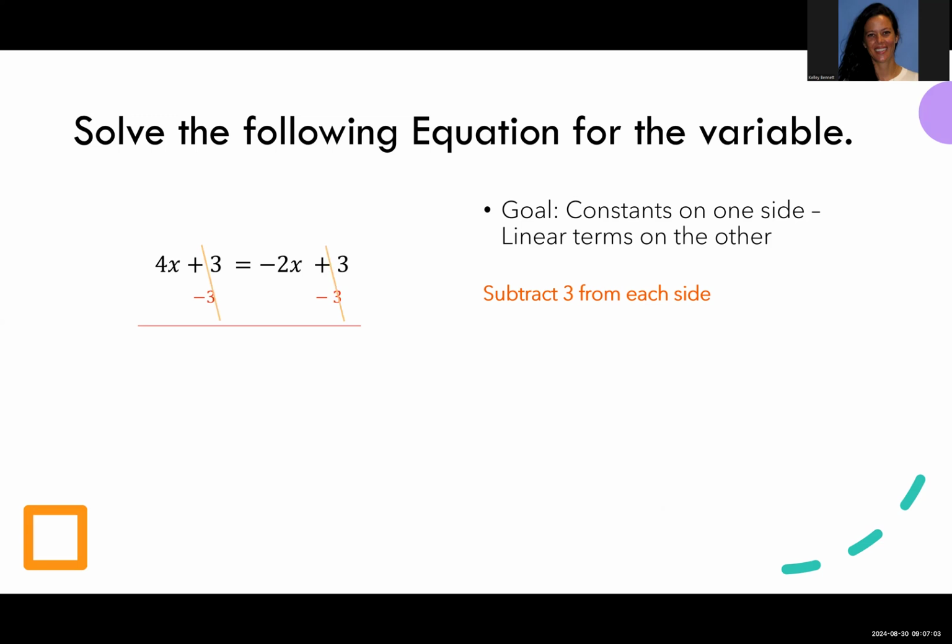So now this is very interesting because what we have is 4x equals negative 2x. And this feels new and weird, even though we started off with a very similar equation. But we can kind of still blindly apply the rules here. I still want constants on one side and linear terms on the other. And 0 is a constant, so I can add 2x to each side. So by adding 2x to each side, I'm going to cancel the negative 2x. So what I'm left with is not just a blank, it's actually the number 0.